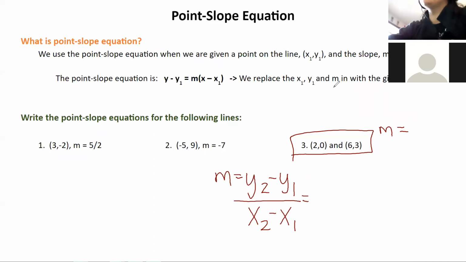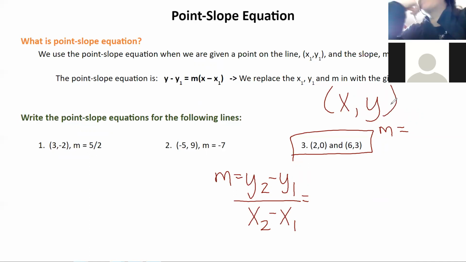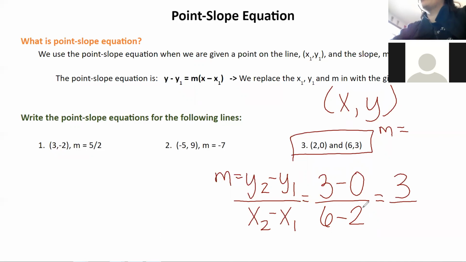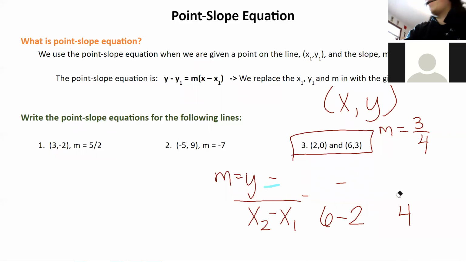What are my y's? Remember, all points are in x comma y. 3 minus 0. Beautiful. And what goes on the bottom? 6 minus 2. Perfection. Thank you, Addie. So that leaves us with 3 over 6 minus 2 is 4. So we have a slope of 3/4. Very, very good.